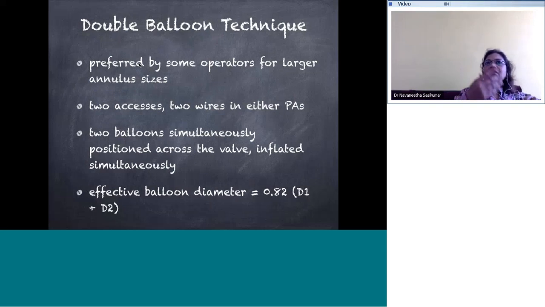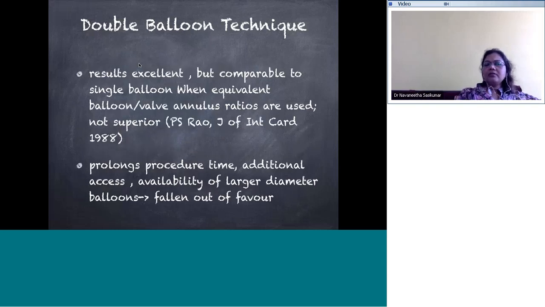And then if you are using double balloon, you calculate using certain formulas or charts and find out what combination of balloon diameters will give you that effective balloon diameter. That is how you choose the balloon if ever you happen to dilate a pulmonary valve using a double balloon technique. So there was one head-to-head comparison study. The results were excellent by the double balloon technique, but it was not better than a single balloon technique.